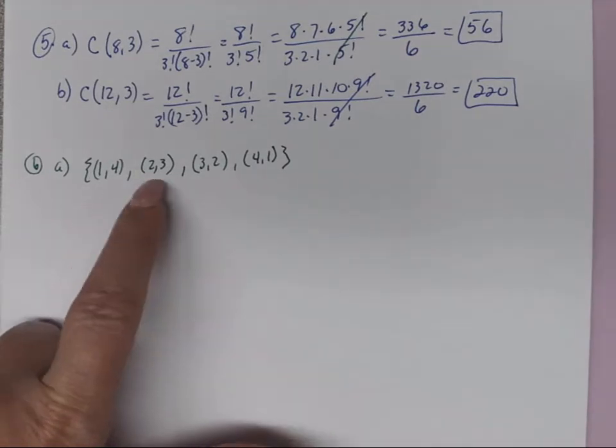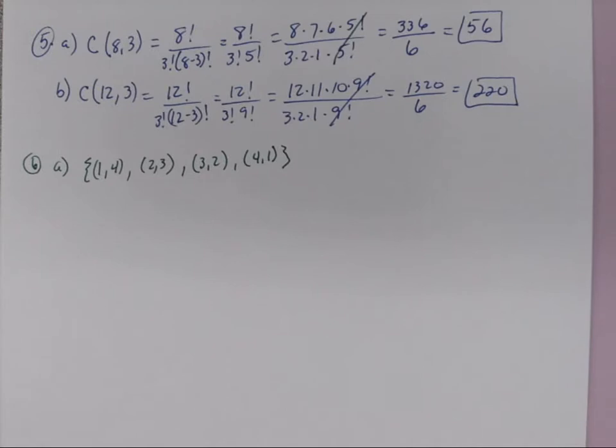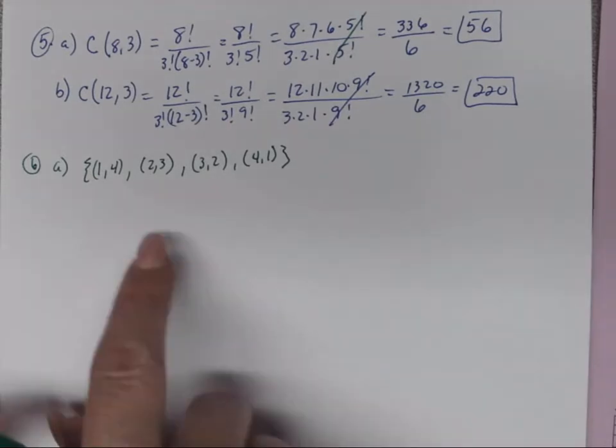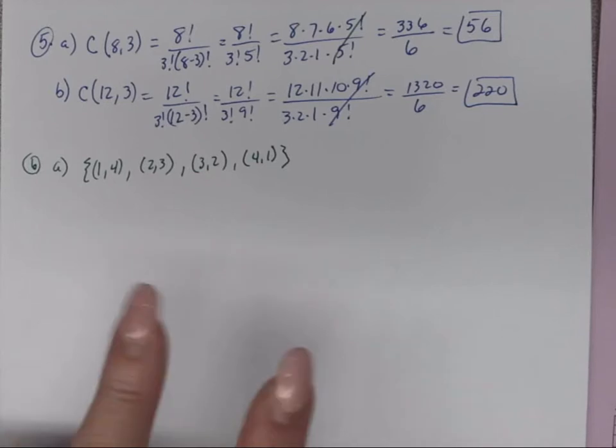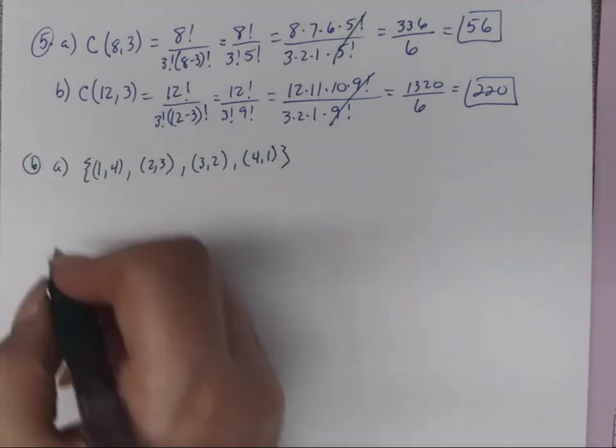So 1, 4, 2, 3, 3, 2, and 4, 1. That would be the event of rolling 2 dice and getting a particular outcome. Now, if this had been like 4, you would have 1 and 3. The 2 and 2, when you roll and you get a 2, 2, that one you would only write 1 time. You're not going to write it twice. You would write it once if it's the same number. But if they're 2 different numbers, you will write them in the reverse order.